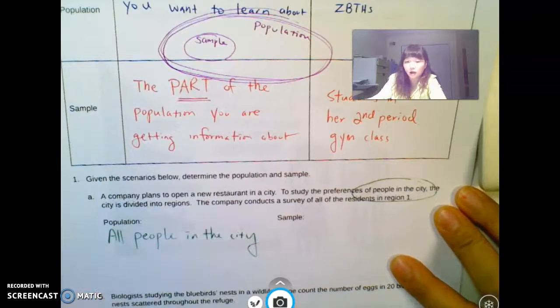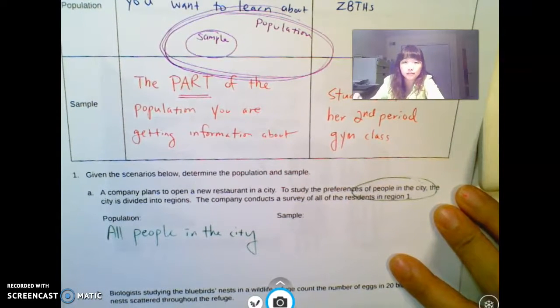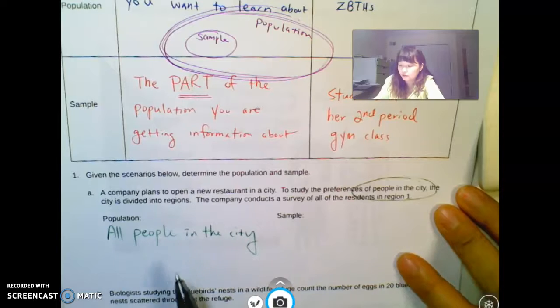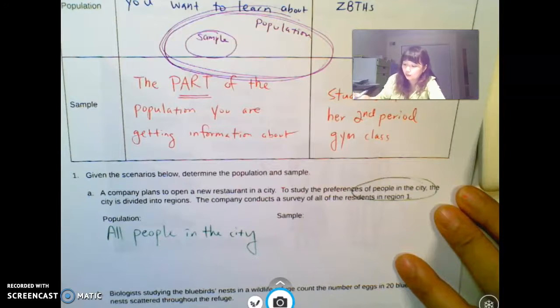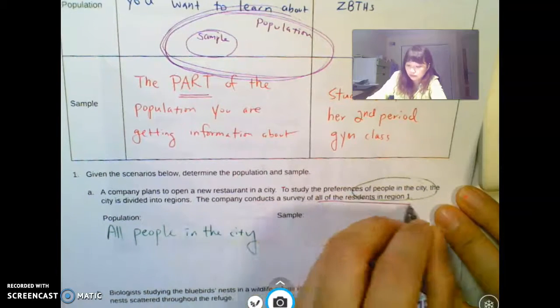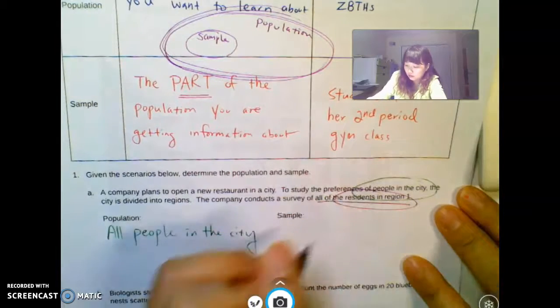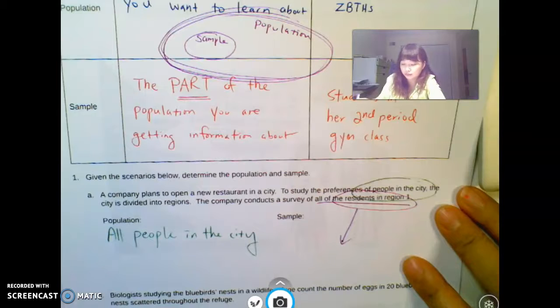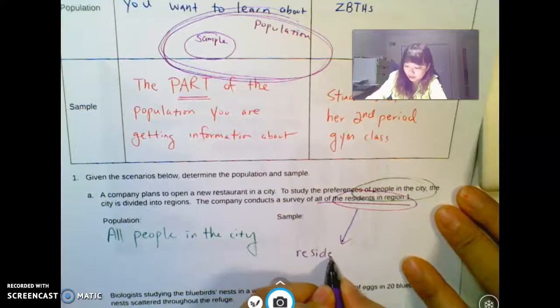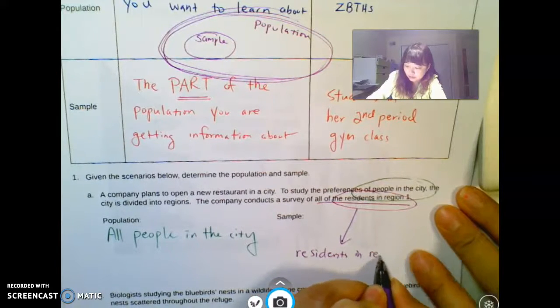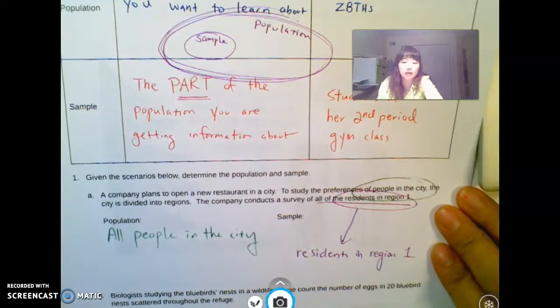And of course, population and sample are all within the story problem. So when you read, it should be right there. We're not coming up with anything. We're not making assumptions. It's all in the scenario. So the company wanted to ask all the people in the city. However, they only conducted the survey from all the residents in region 1, right? So that will be the sample. Can I be lazy and just do that? Residents in region 1, that would be the sample, yeah? I know I say I'm gonna be lazy, but how can I be lazy when you guys are watching this video? There, done.